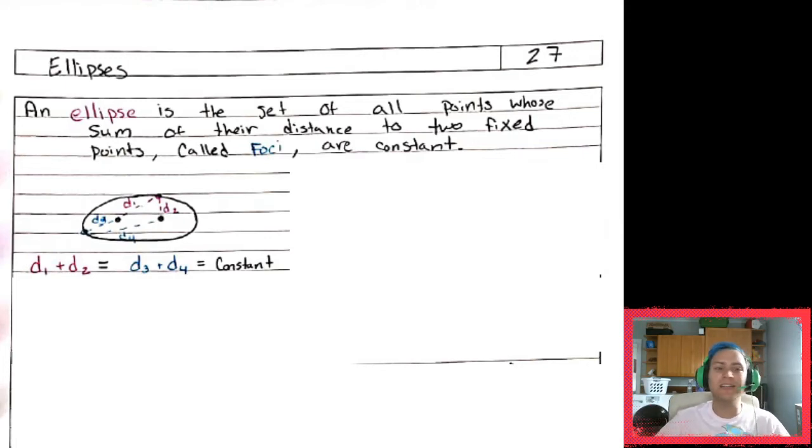If you made another point off on the right-hand side and called the distance to the focus on the left D5 and the distance to the focus on the right D6, D5 plus D6 would equal the same thing, and so would D7 and D8. And if you kept going, any point you pick is going to equal that same number that we'd refer to as the constant. That's what makes it an ellipse, is that any point on the outside of the ellipse has the same sum of distances to the two foci.